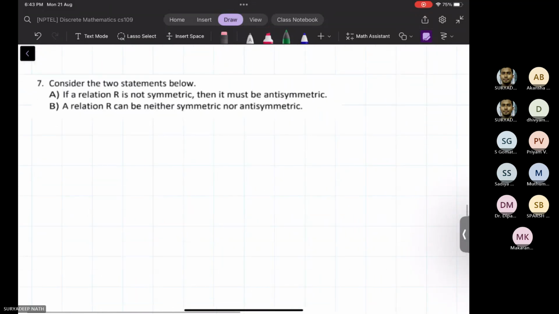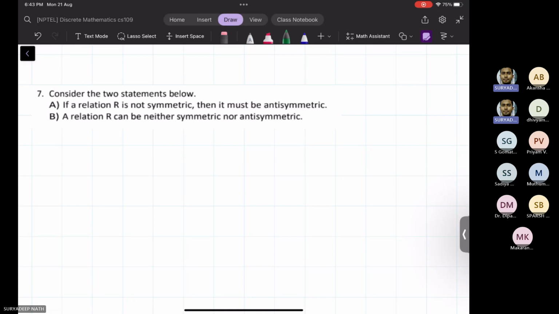Okay, so in the next question, you have been given two statements. If relation R is not symmetric, then it must be antisymmetric. A relation R can be neither symmetric nor antisymmetric.